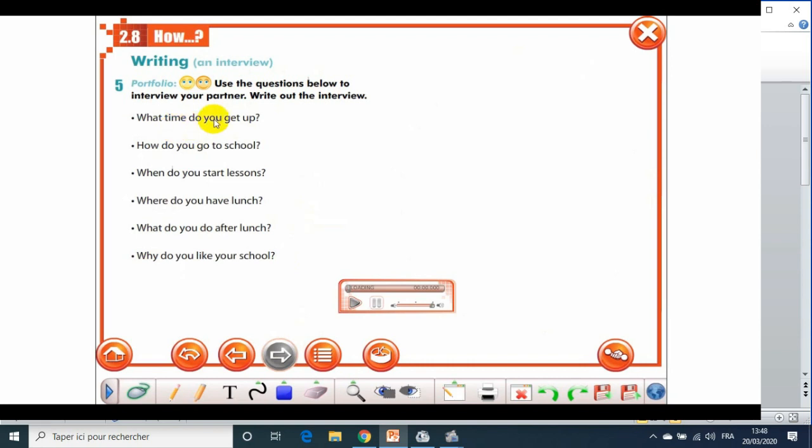What time do you get up? So you answer with a sentence. How do you go to school? When do you start lessons? Where do you have lunch? And what do you do after lunch? Why do you like your school? So these questions should be answered.